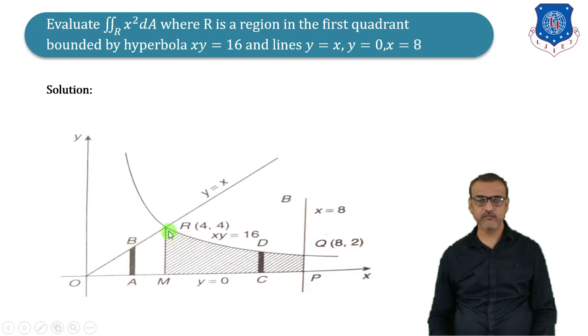Now similarly for this region of integration, RMTQ, x will vary from 4 to 8 and y will vary from 0 to this curve. So from this curve we have to make y the subject, and this curve is xy equals 16, so y equals 16 by x. So for this region, x will vary from 4 to 8 and y will vary from 0 to 16 by x.